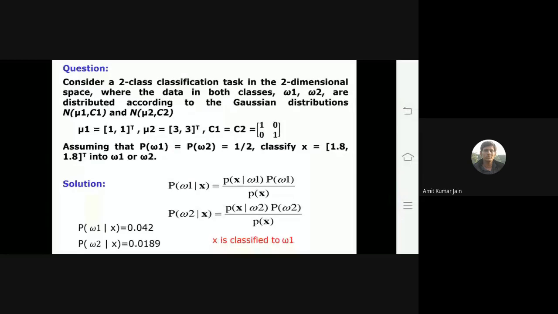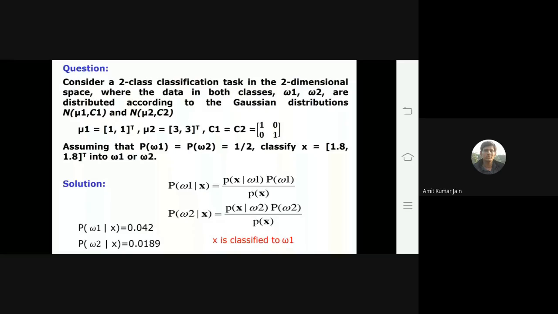Consider a two-class classification task in two-dimensional space. That means it's a binary classification task, and the feature is of two dimensions, where the data in both the classes, omega 1 and omega 2, are distributed according to the Gaussian distribution. In some books the class notations are small c, in some books they are small omega 1 and small omega 2. Whenever you are applying naive Bayes classifier, we are assuming that all the data are following Gaussian distribution. That is very, very important to understand.